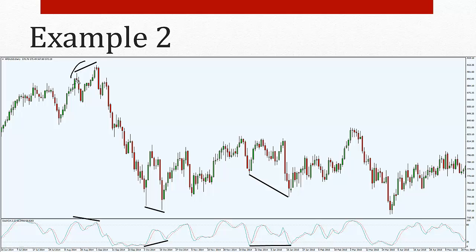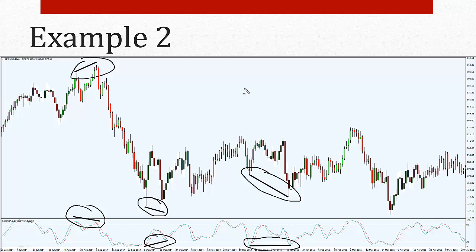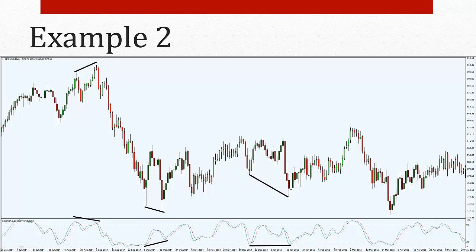For example, over here, prices are pointing higher and your stochastic indicator is pointing lower. A divergence. Over here, prices are pointing lower, and your indicator here is pointing higher. Another divergence. And same for here, lower prices over here, but your indicator is pointing slightly higher. So this is how you identify divergence in the markets.